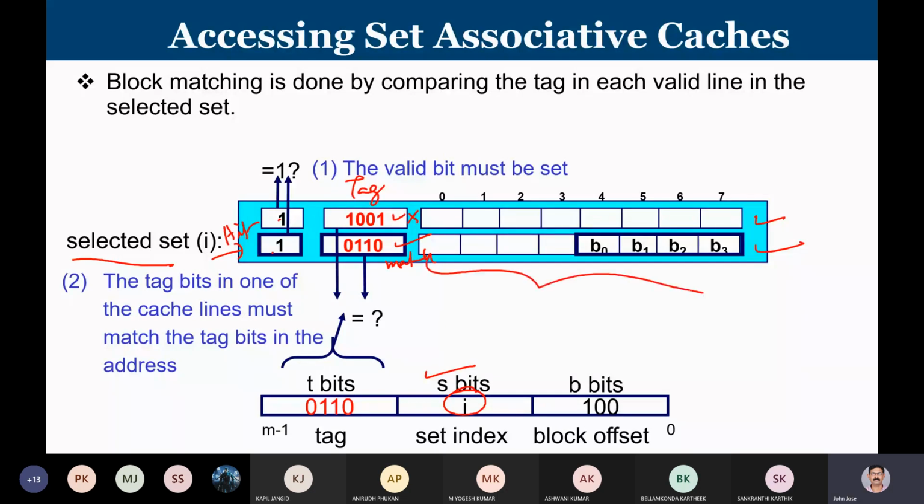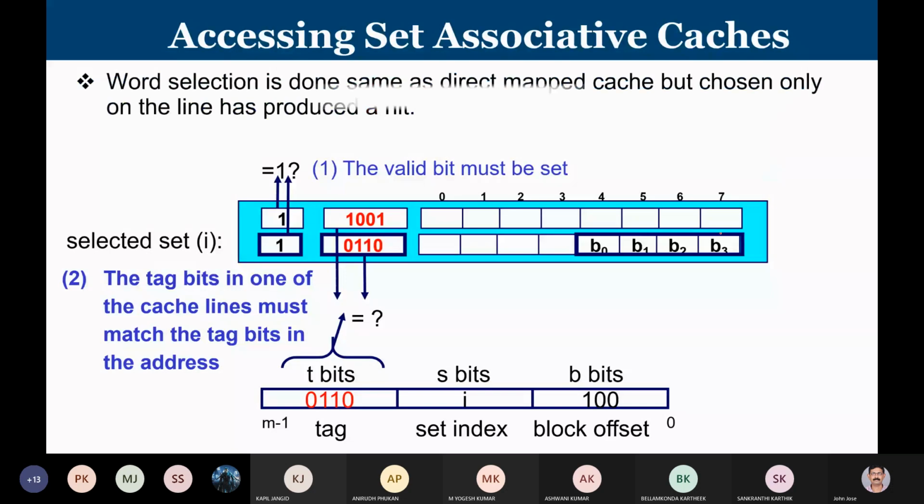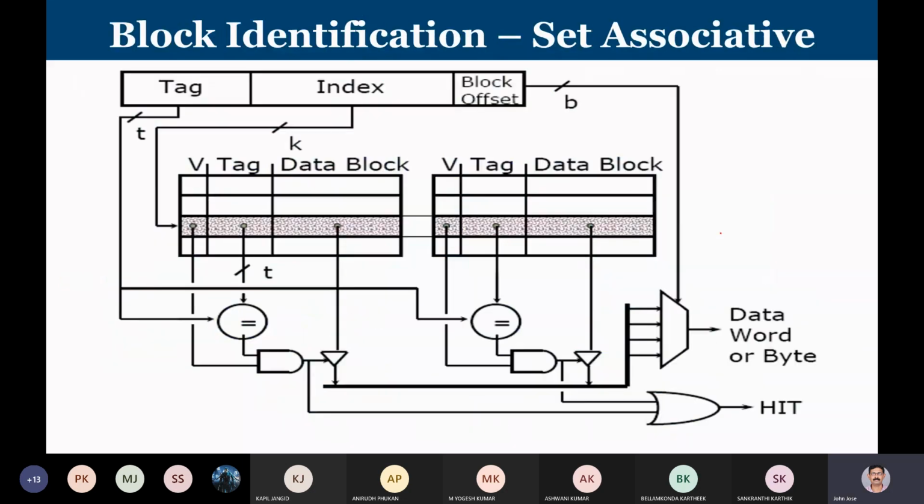That means your data is present somewhere here, and the block offset is 4. So from 4 onwards, you try to extract the corresponding word. This is what happened in set associative cache. So 1 and 2, and it's a cache hit. Word selection is done same as direct mapped cache, but chosen only on the line that has produced a hit. If a cache hit, then the block offset selects the starting byte.